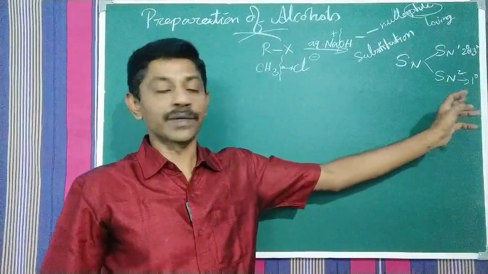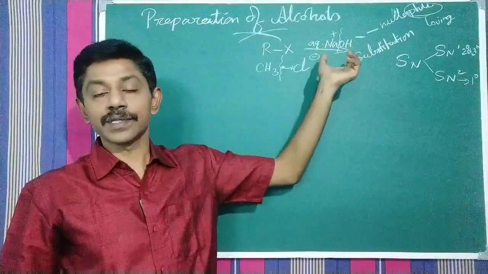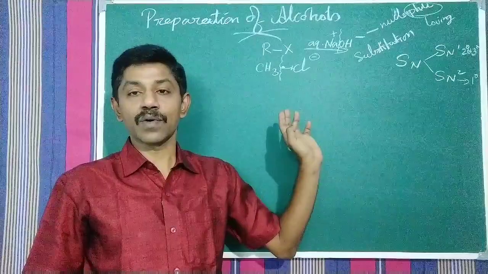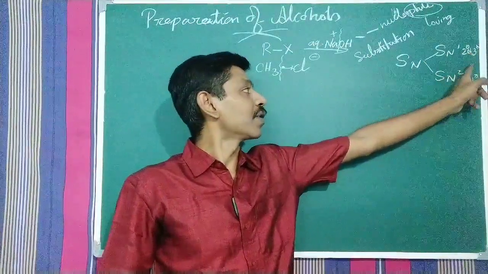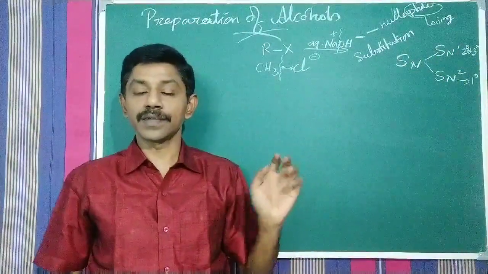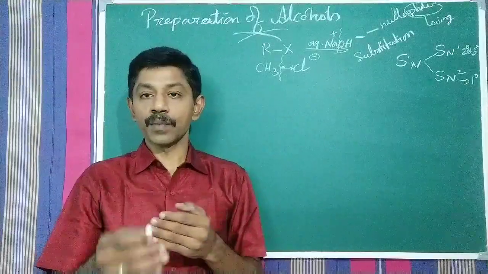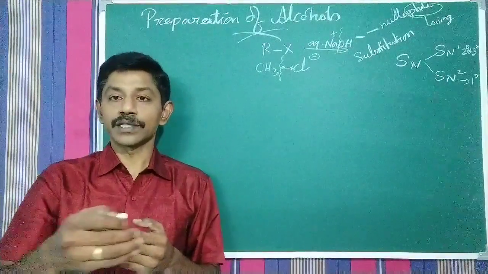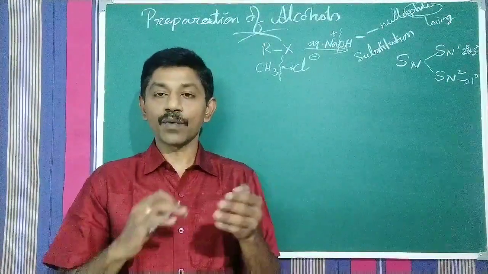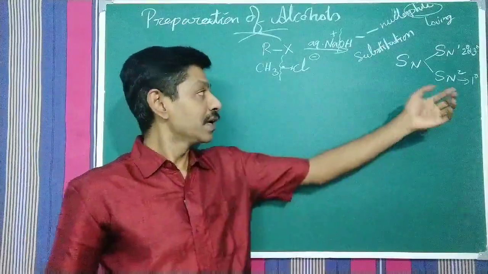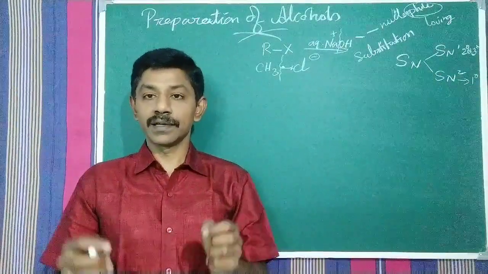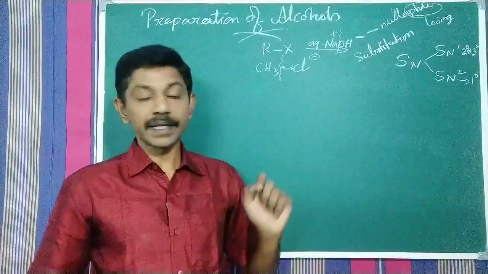Primary alkyl halides will go for aqueous hydrolysis in the presence of sodium hydroxide to give an alcohol, a primary alcohol, and that will follow the SN2 type of reaction, whereas tertiary alkyl halides, for example tertiary butyl bromide or tertiary butyl chloride, when you are treating with sodium hydroxide, will go for the SN1 type of reaction. What is the difference between SN2 and SN1? In the SN2 type of reaction, both the substrate and the nucleophile are important in the reaction.